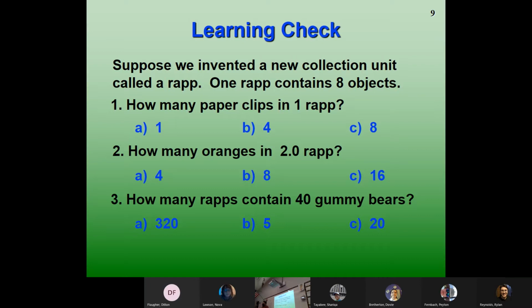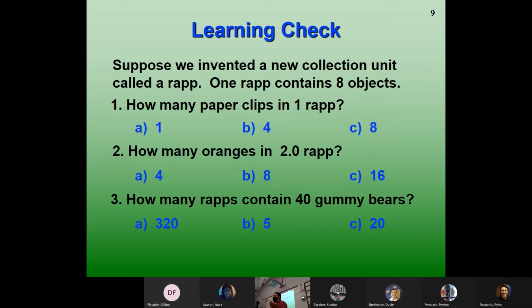How many oranges are in 2 racks of oranges? 16, right? How many racks contain 40 gummy bears? So you do go backwards on that one, you divide on that one, right? The 40 divided by the 8 will give you the 5 on that.